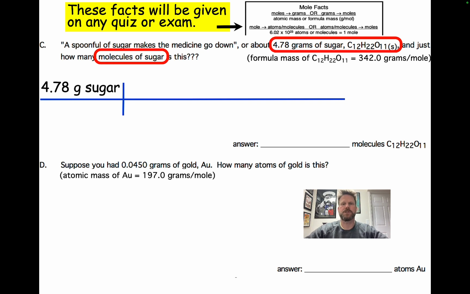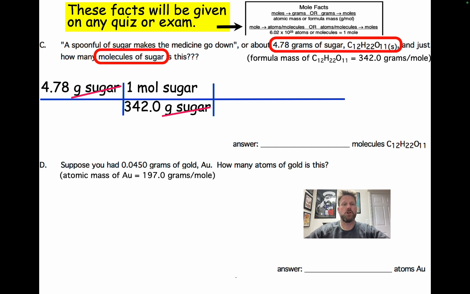Our next step is to convert grams to moles. There are 342 grams of sugar in a mole of sugar. Grams need to cancel, so 342 grams needs to go on the bottom, which means 1 mole of C12H22O11 goes in the top part of the train track. Doing this causes the grams of sugar to cancel. If we stopped right here, we would only calculate the moles of sugar. The problem asks for molecules of sugar.